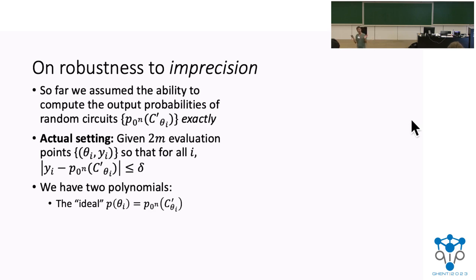Okay, but no one gives you P explicitly. Instead, what we have access to is what I'm calling the extrapolated polynomial, which we're going to call Q. That's the polynomial so that Q of theta_i is equal to the ith evaluation point. But these evaluation points are approximate. They're not exactly the output probability of the ith circuit. They're a delta approximation.